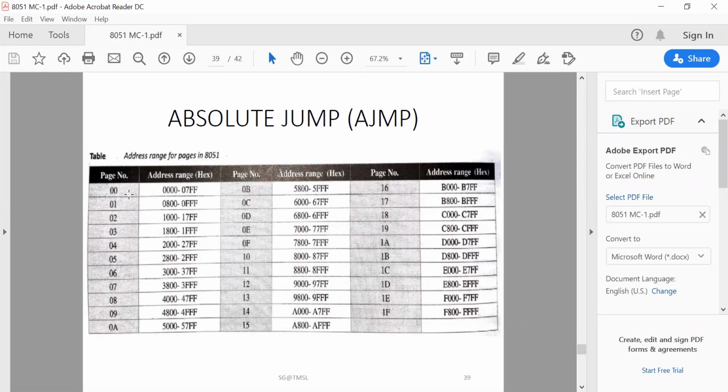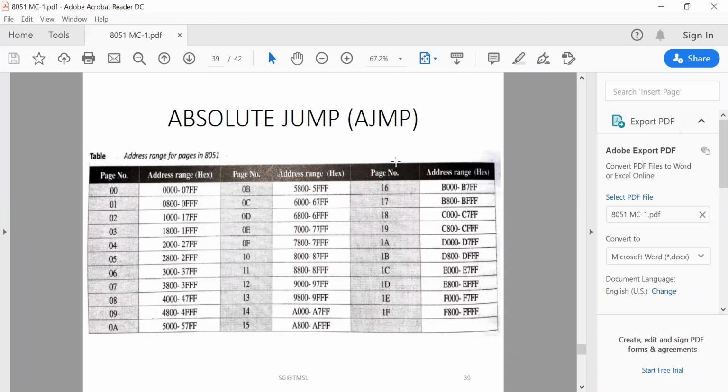Now suppose this is page number 00. It is 2 kilobytes wide, from 0000 to 07FF. The next page, which is 01, is again 2 kilobytes. So the total program memory is divided into 2-kilobyte pages, because the total memory space that can be attached is a maximum of 64 kilobytes. That's why there are 32 pages, and each page requires 2 kilobytes.